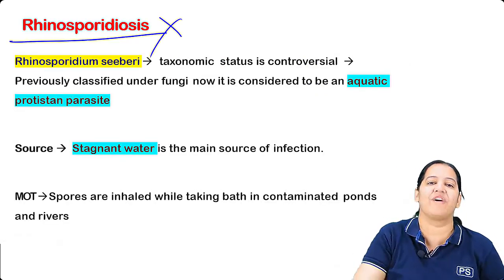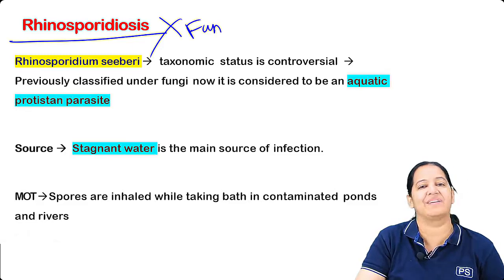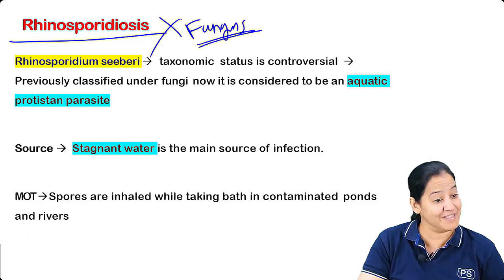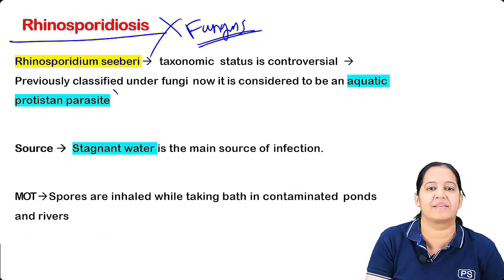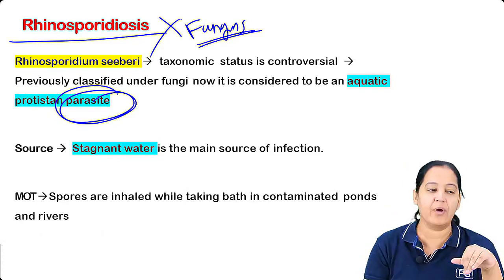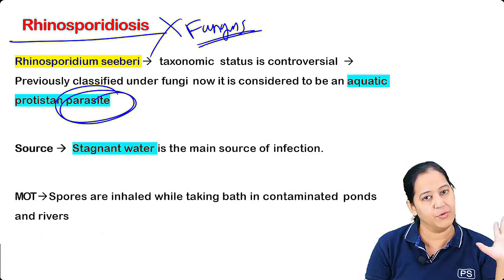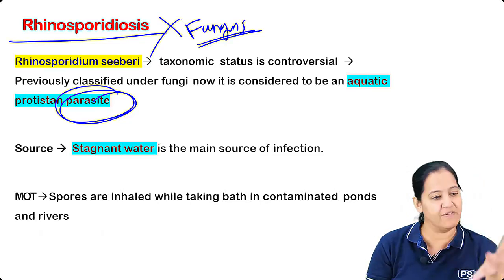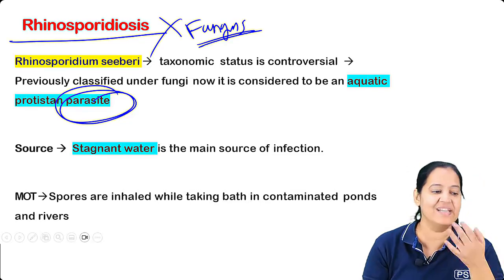Rhinosporidiosis, it is no more a fungus. Yes, you heard me correct. It is not a fungus anymore. We have changed the classification. It's a parasite. So you should ask, ma'am, why are you teaching this now? Why are you telling us right now? After mycology, you will teach us parasitology. But in the books, it is still given under fungus. And very recently, its classification has changed.